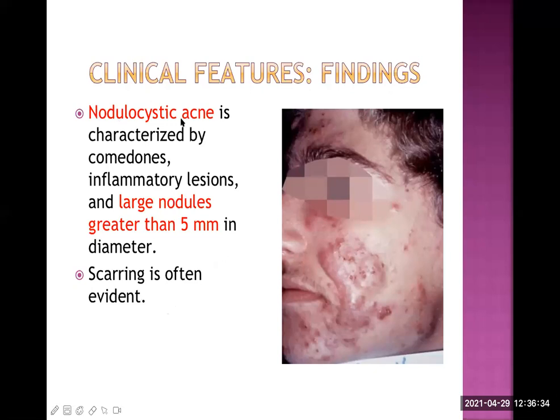Greater numbers of lesions are present than in milder inflammatory acne in this case. Now, another is nodulocystic acne. Look at this point here. This looks very severe. And here, multiple lesions are fused with each other. I can clearly see there's one big lesion here, and if this heals, it definitely leads to scar formation. There's a high chance of scar formation here. So nodulocystic acne is characterized by comedone, inflammatory lesions, and large nodules greater than 5 millimeter in diameter. And this is one of the severe types of acne.